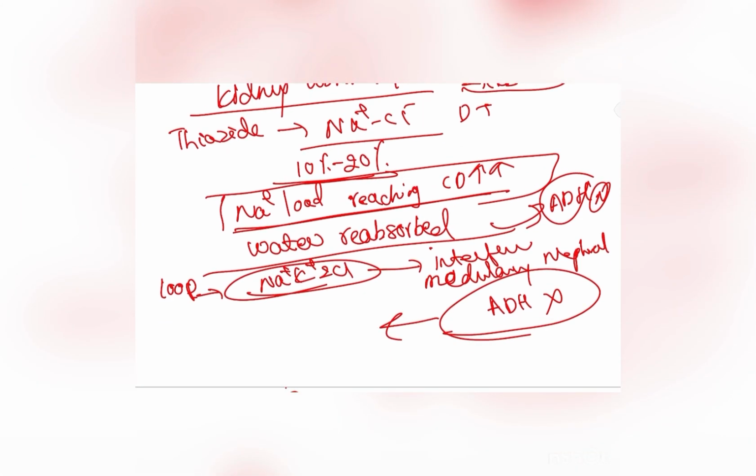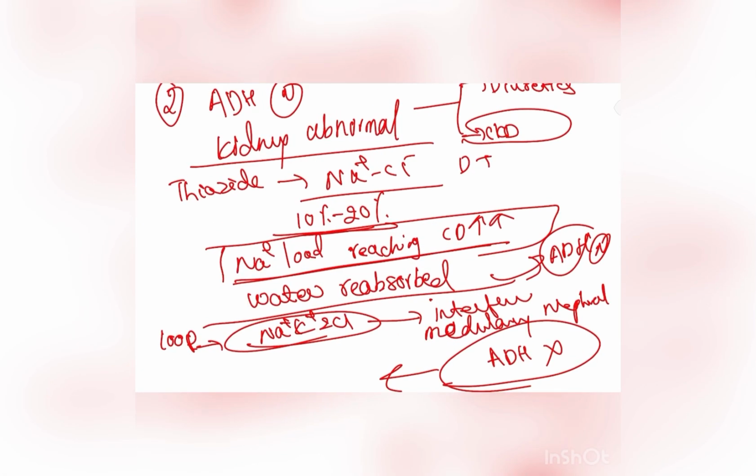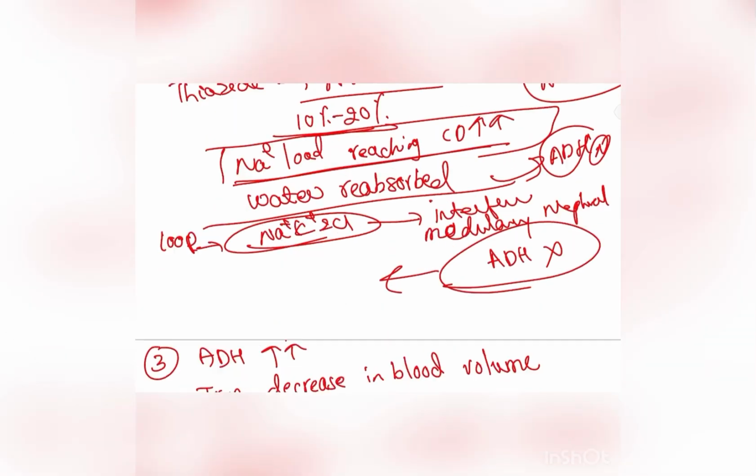Suppose there is CKD, there is not that much sodium reabsorption, but water reabsorption can be there. Also, there is sodium loss in the urine. By that mechanism, it can cause hyponatremia. And the other mechanism is retention of fluid, that is hypervolemic hyponatremia. It can occur due to dilutional hyponatremia.